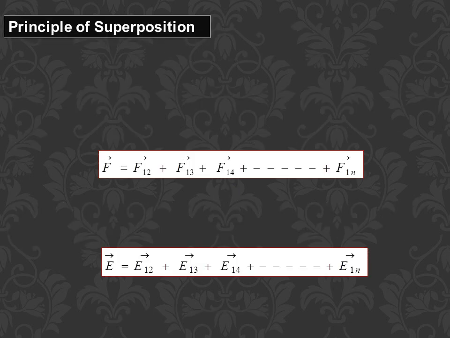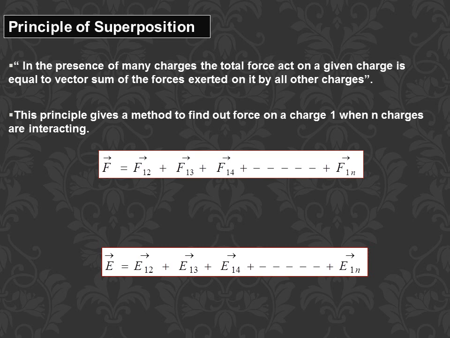Principle of superposition. In the presence of many charges, the total force acting on a given charge is equal to the vector sum of the force exerted on it by all other charges. This principle gives a method to find out the force on a charge when n charges are interacting.